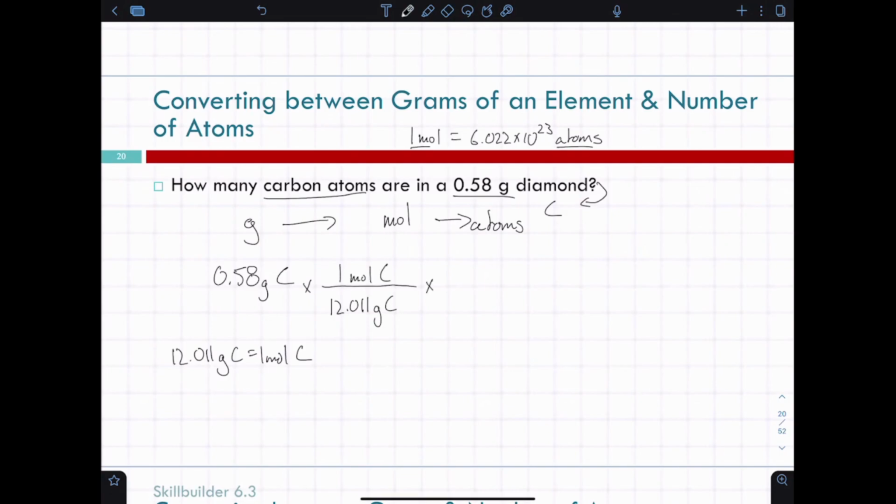And then we can use Avogadro's number. We want to cancel out 1 mole, so 1 mole is 6.022 times 10 to the 23 atoms. So 0.58 times 6.022 e to the 23 divided by 12.011 is going to be 2.9 times 10 to the 22 atoms of carbon.